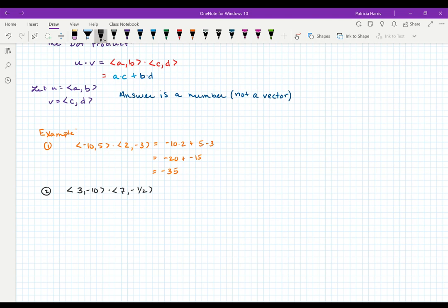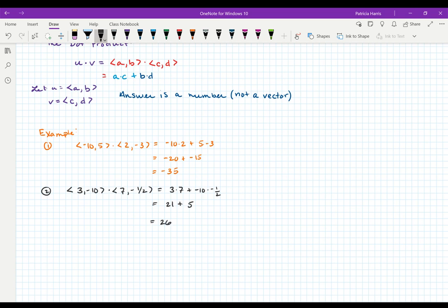Okay, let's have our first vector be 3, -10, our second vector be 7, -1/2. So we're going to go 3 times 7 plus -10 times -1/2. So that would be 21 plus 5, because negative times negative is positive. So my answer is 26.